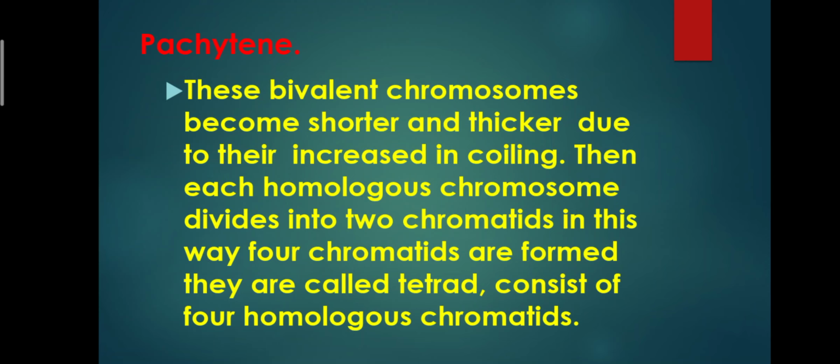Pachytene. These bivalent chromosomes become shorter and thicker due to their increase in coiling. Then each homologous chromosome divides into two chromatids. In this way, four chromatids are formed. They are called tetrad, consisting of four homologous chromatids.